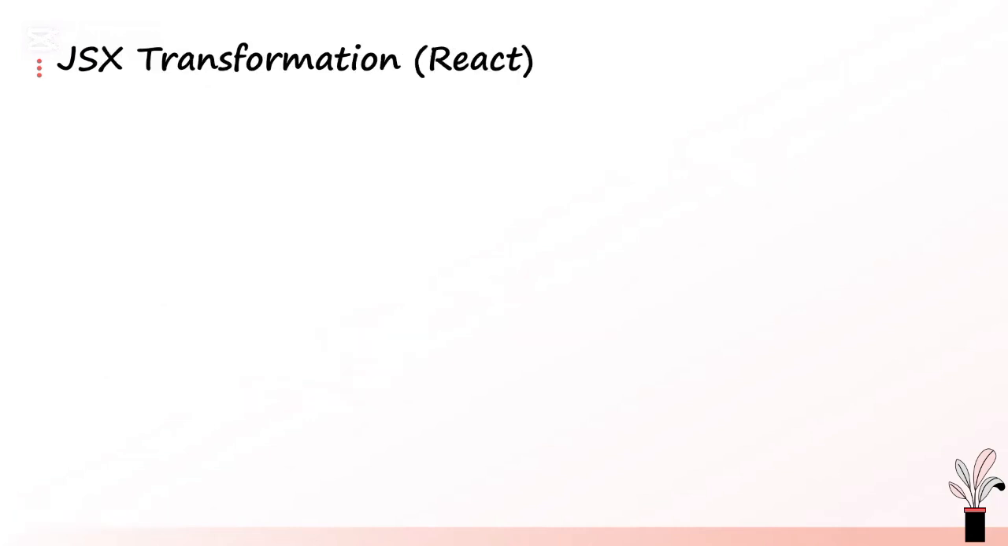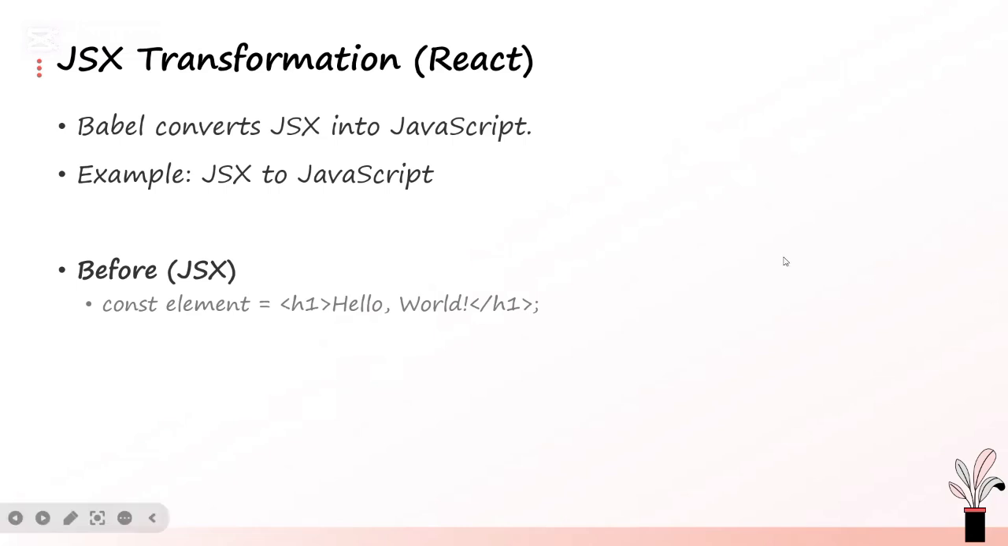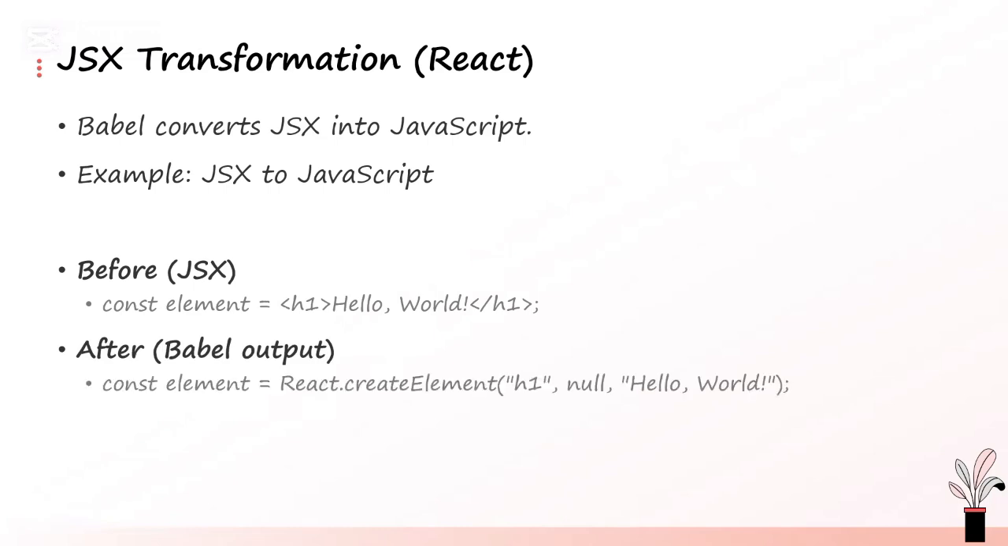All right. So JSX transformation for React, Babel converts JSX into JavaScript. So when you write a JSX element like this, okay, this is not valid JavaScript. You see this, we are using HTML-like syntax inside of JavaScript. It's not valid JavaScript. That's why we call it JSX, JavaScript XML. So Babel will convert it into React.createElement, and this is what it will get.